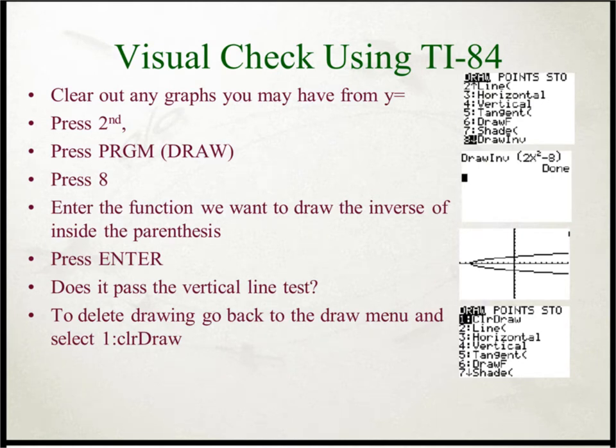Here's a couple ways that you can check visually in your calculator. This is just one method that I'm letting you know exists. You can clear out any graphs that you have in y equals, because if you have a graph in there, it's going to graph that too. Then go to second and then the program button, and select draw, which is on the left side of that menu. Your menu will look like this screenshot. Then select number 8, which is draw inv, which stands for draw inverse.